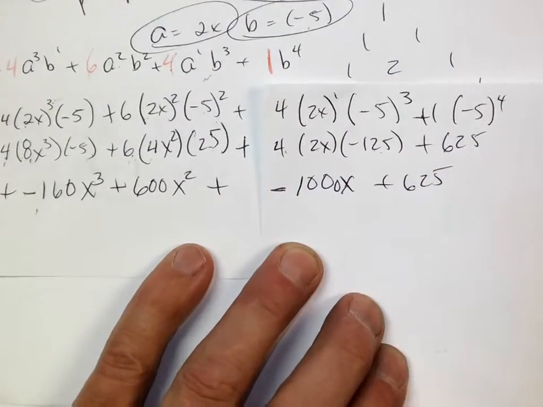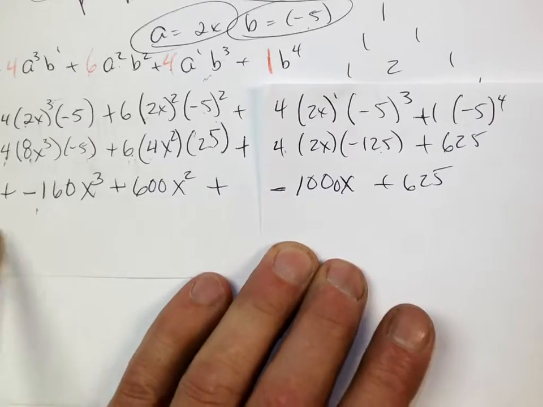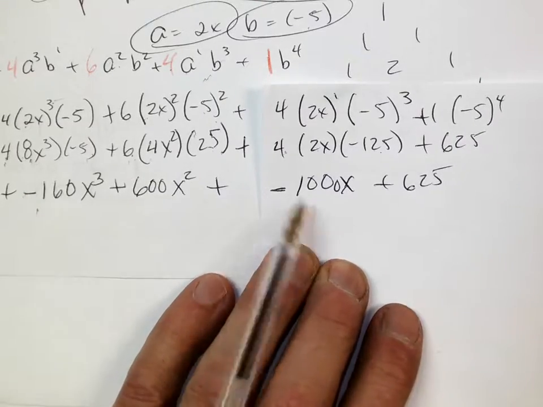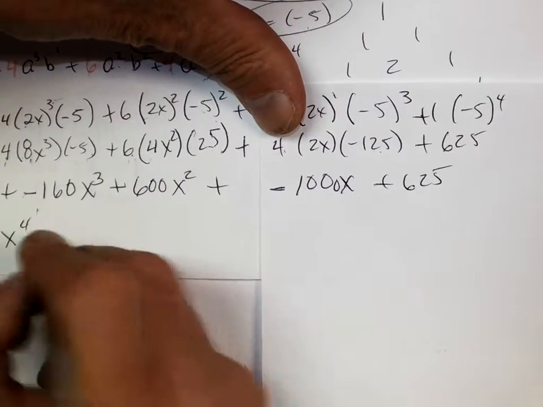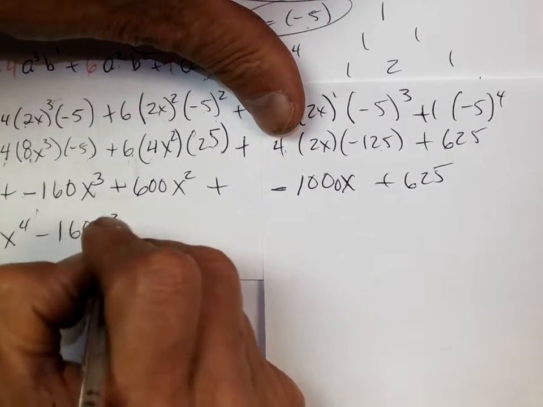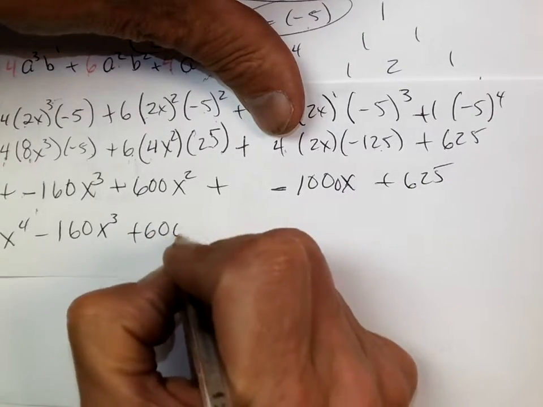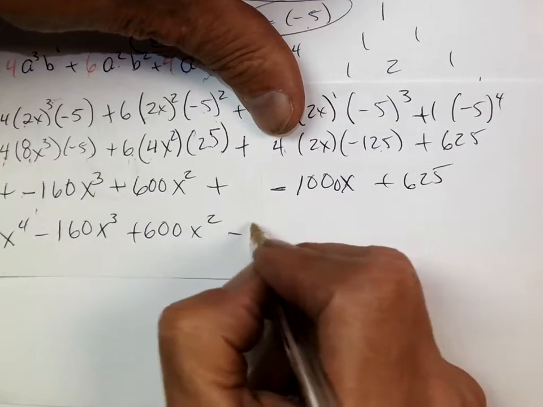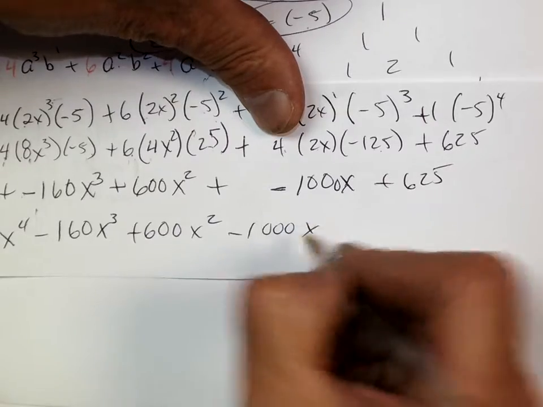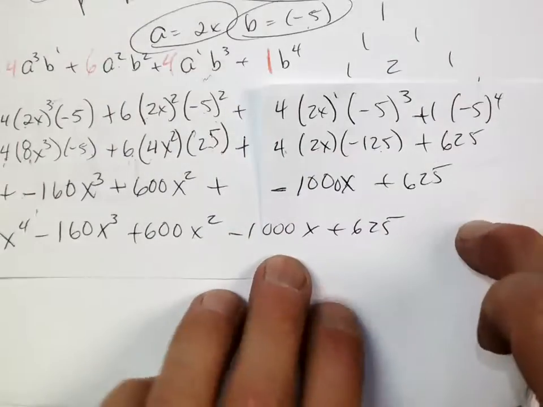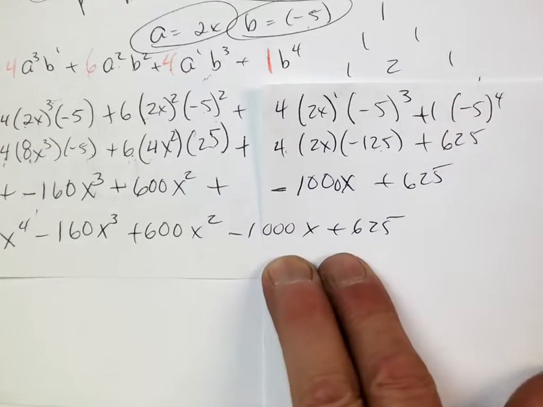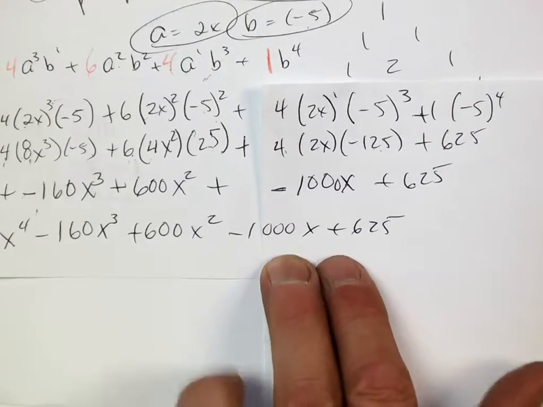So basically we're done. We could make these subtracts if we wanted to. We could say 16x to the 4th minus 160x cubed plus 600x squared minus 1000x plus 625. Now, I will not give you one this big tomorrow, okay? I'll give you one smaller, but it doesn't hurt to do the whole thing, okay?